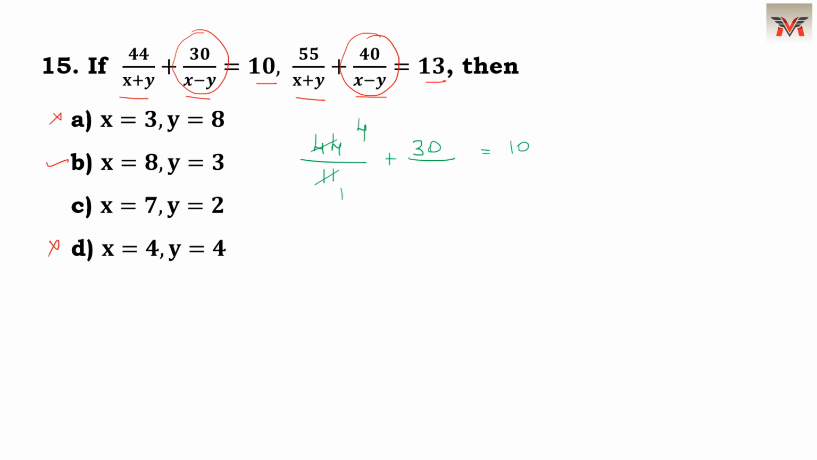Therefore, it is 5. 5 sixes are 30, so 4 plus 6 gives you the answer 10. Therefore, the values of x and y satisfy the first equation. Now let us look at the second equation. I have 55 divided by 11 as well as 40 divided by 5. This is equal to 55 by 11 is 5, plus 40 by 5 is 8. What is 8 plus 5? 8 plus 5 is 13.